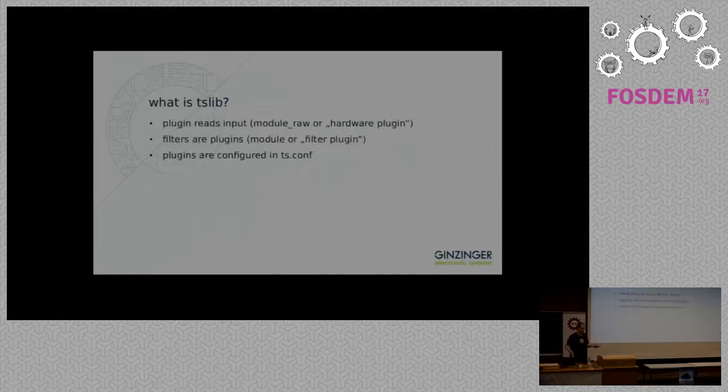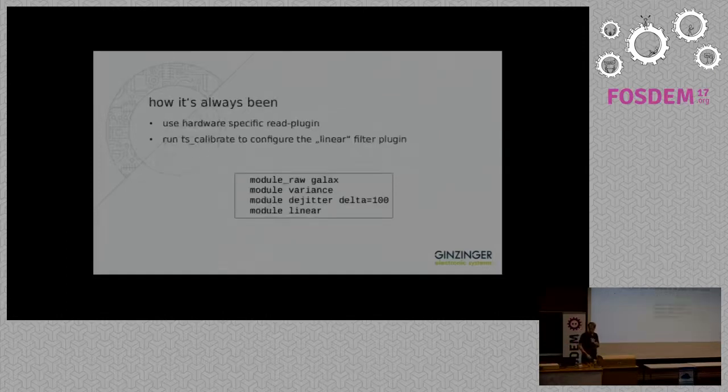The core of the library is very, very tiny and basically only manages plugins. Every real work is done in a plugin or module. There are two kinds of module: hardware modules or raw modules, as we call them, and filter plugins or modules. Let's get to an example. What we have here is a complete ts.conf configuration file. That's everything. That's a complete example.